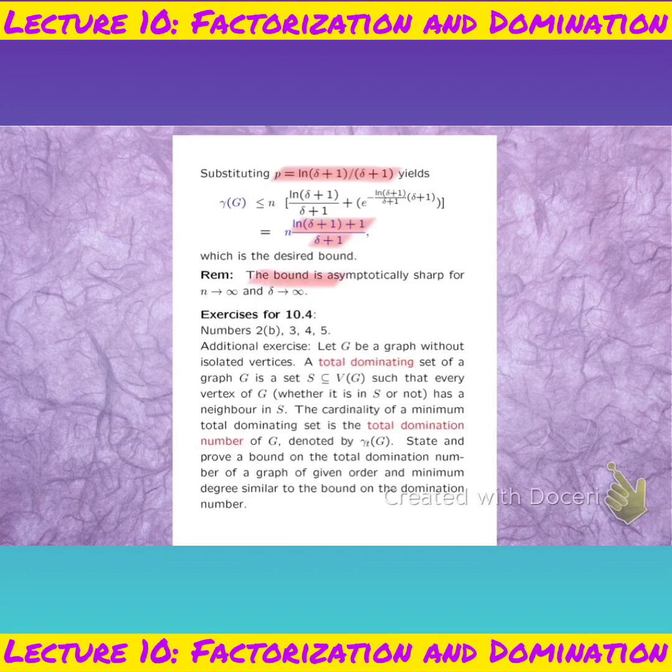And again, this bound is asymptotically sharp for n tending to infinity and delta tending to infinity. So the larger you make those values, the closer this bound actually gets to the real domination number. Now, in the literature there are many variations of the domination number, and for some of those variations, they use similar statistical means to get upper bounds for these parameters.